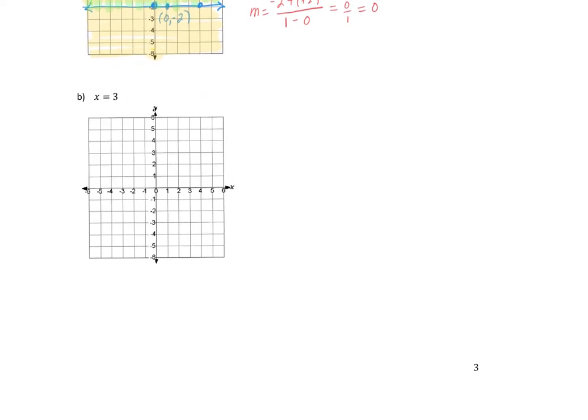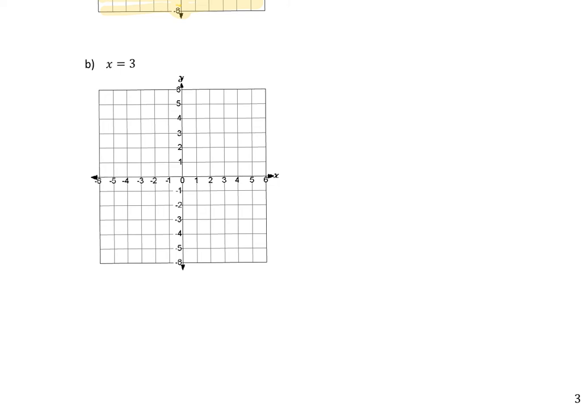In part B, the equation is x equal to -3. I can see by this equation that this is going to be a vertical line because it's x equal to some number. So I know it's a vertical line, and I know x is equal to -3, so I'm going to go on the x-axis to -3 and simply draw my vertical line.